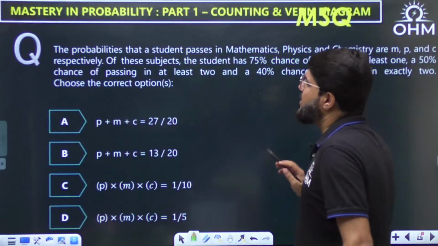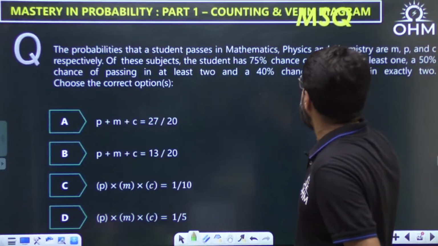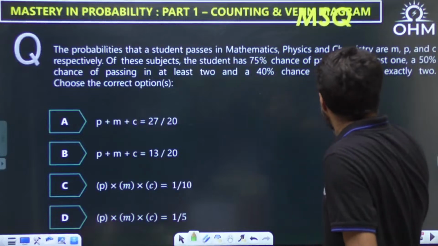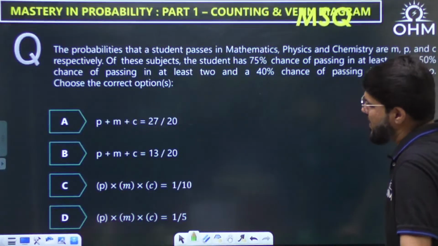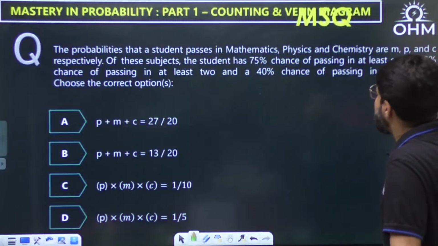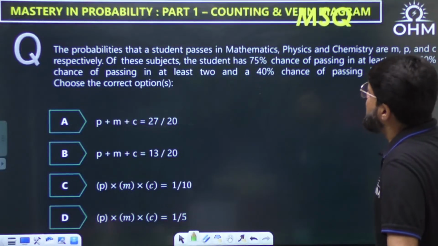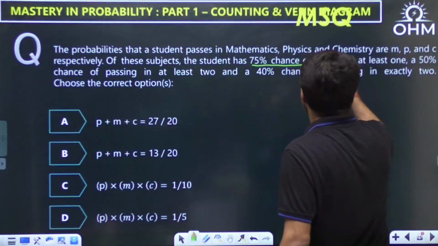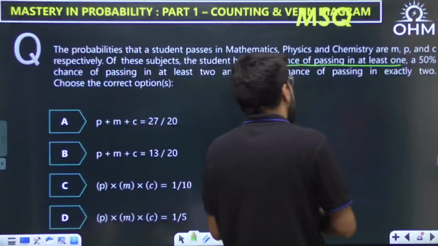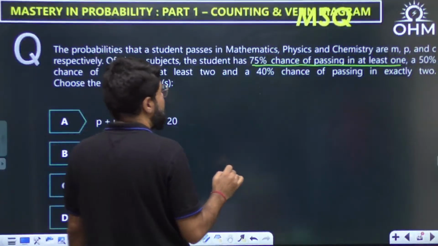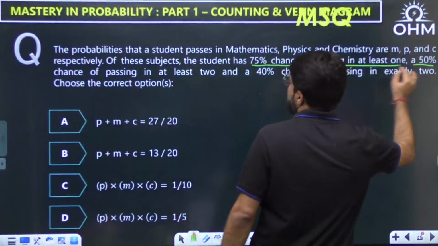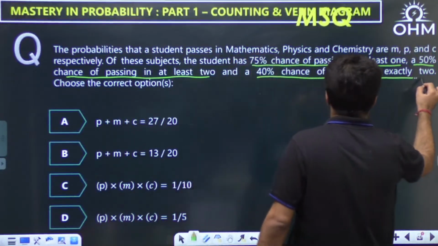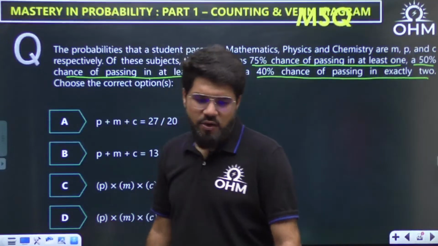Here it is. The probabilities that a student passes in mathematics, physics and chemistry. So there are 3 events: passing in maths, passing in physics, passing in chemistry, and the probabilities are M, P and C respectively. Out of these subjects, the student has a 75% chance of passing in at least one. Next data is 50% chance of passing at least 2, and a 40% chance of passing in exactly 2. Now choose the correct option.